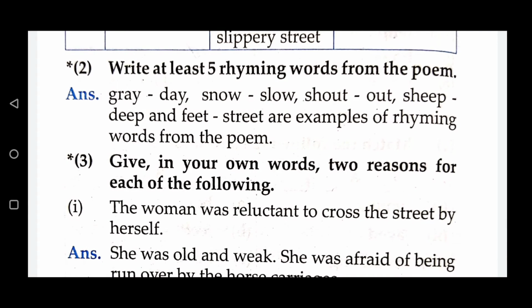Now, write at least 5 rhyming words from the poem. It is very easy because the rhyming scheme is AABB. So, grey day, snow slow, shout out, sheep deep, and feet street are examples of rhyming words from the poem.